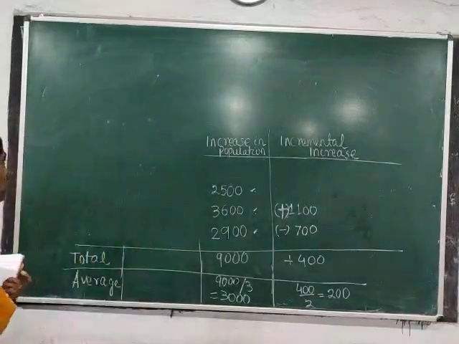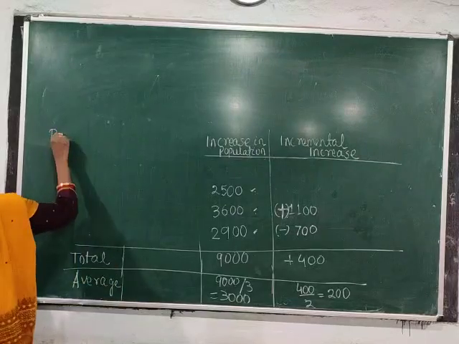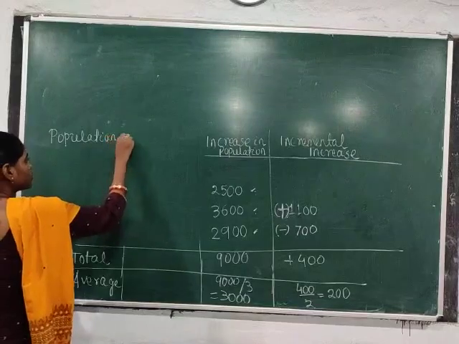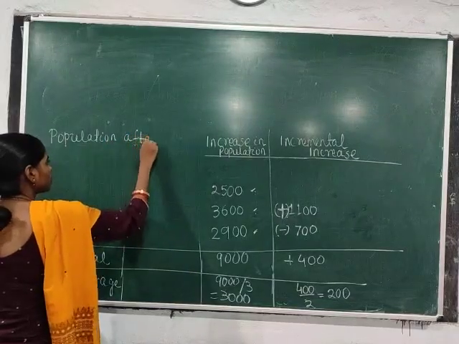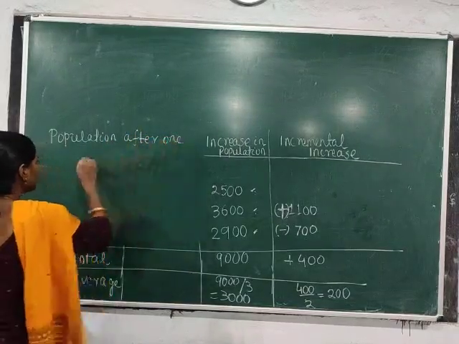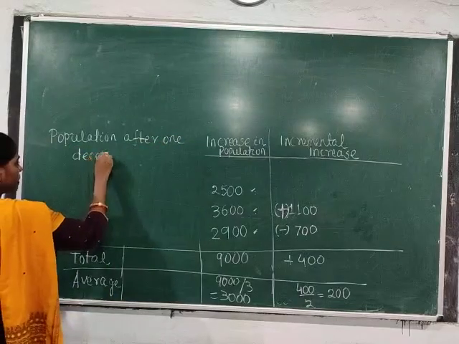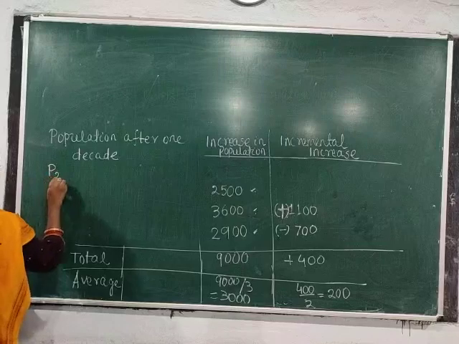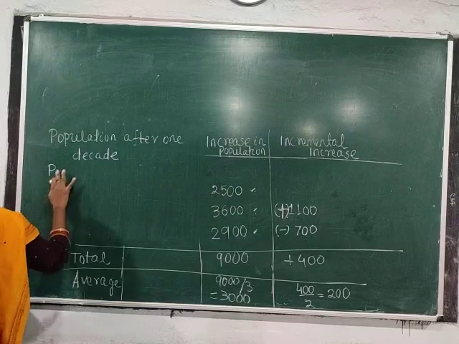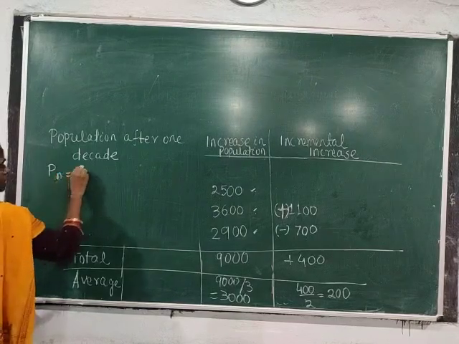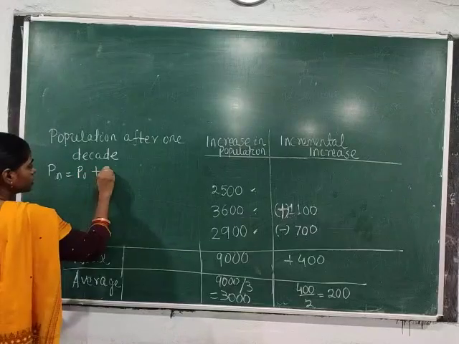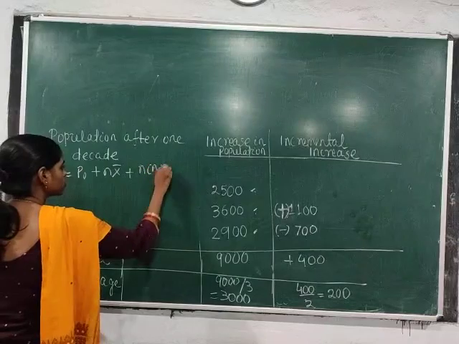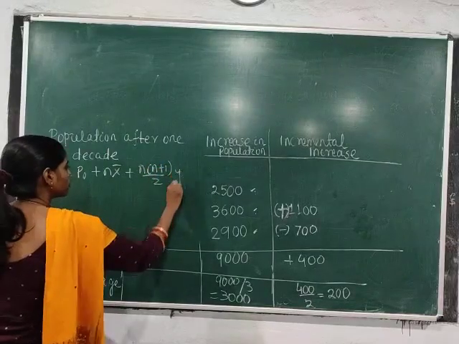So, now we will find out what will be the population after 1 decade. Population after 1 decade means in the year 2020, the formula is P0 plus n x bar plus n into (n plus 1) by 2 into y bar.